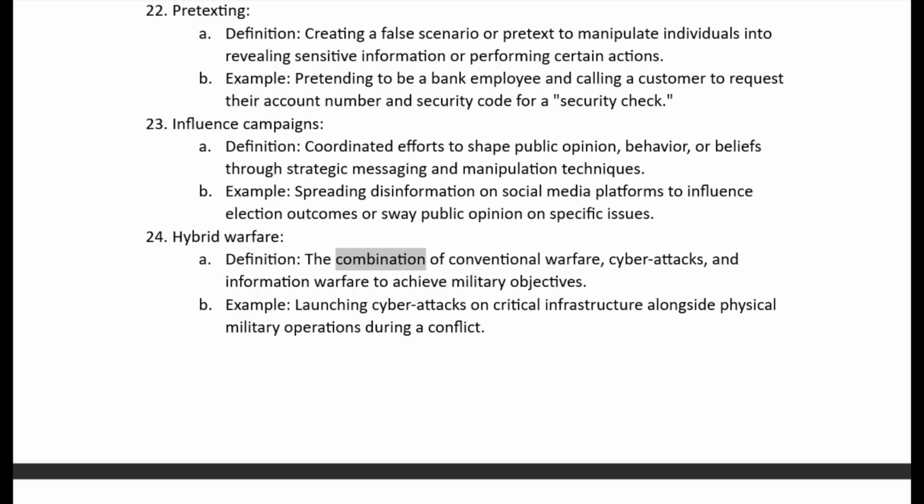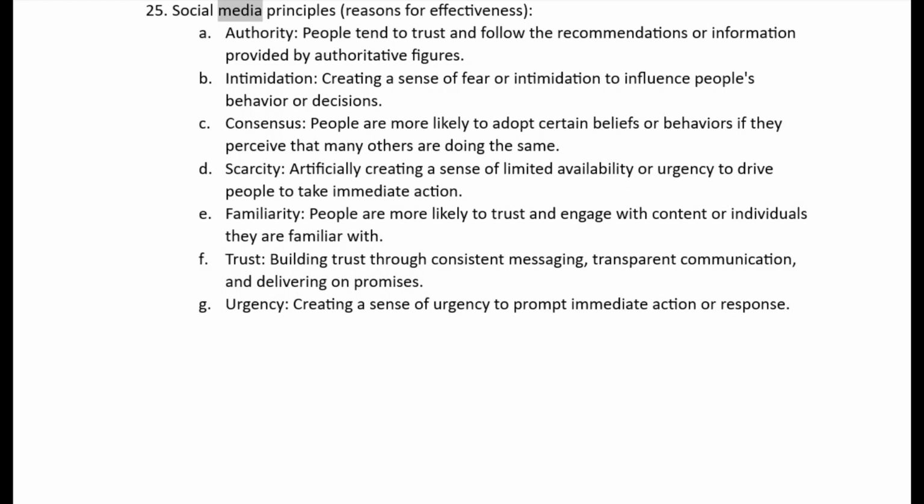Definition: the combination of conventional warfare, cyber attacks, and information warfare to achieve military objectives. Example, launching cyber attacks on critical infrastructure alongside physical military operations during a conflict. Social media principles, reasons for effectiveness.